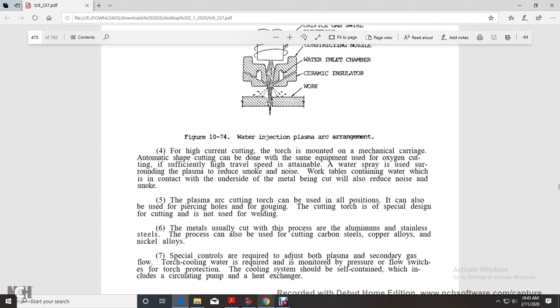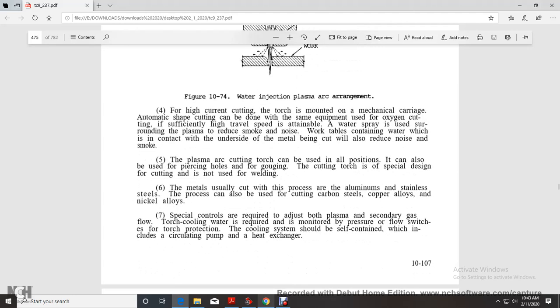Cutting torch with special design. Cutting is not used for welding. Metals usually cut with this process include aluminum and stainless steel. The process can also be used for cutting carbon steel, copper alloys, and nickel alloys.